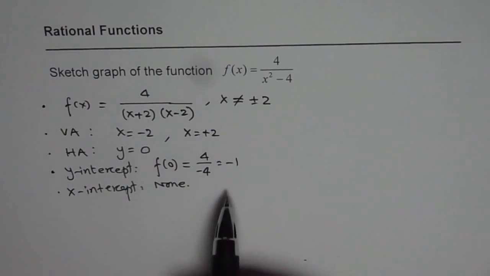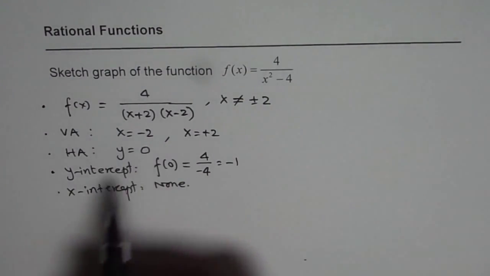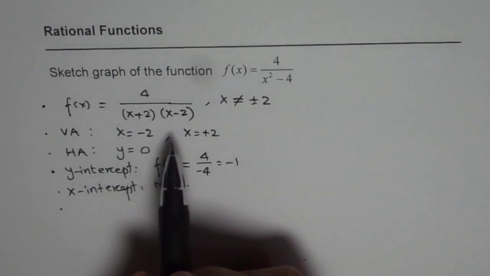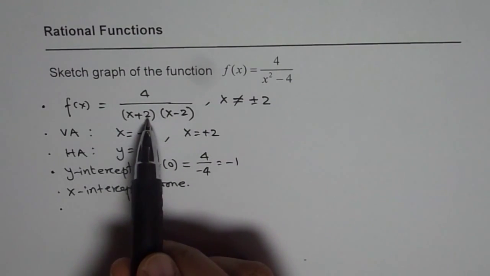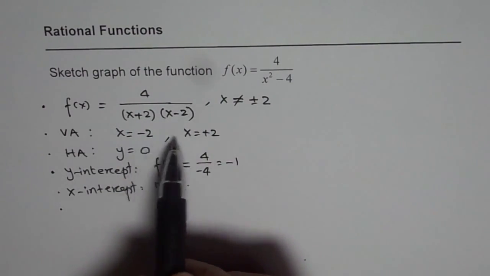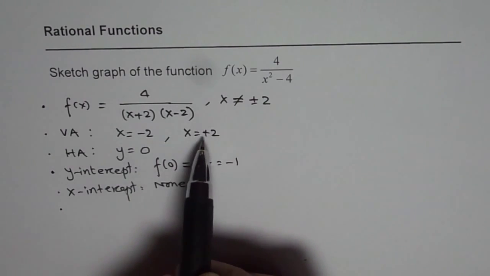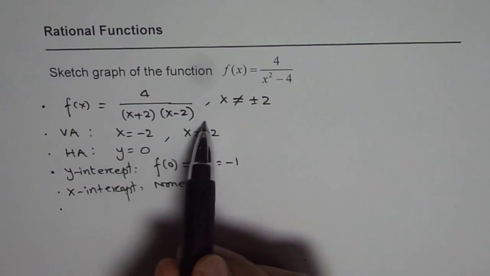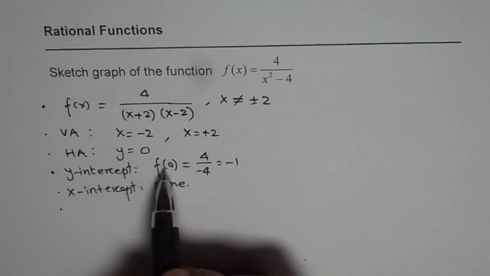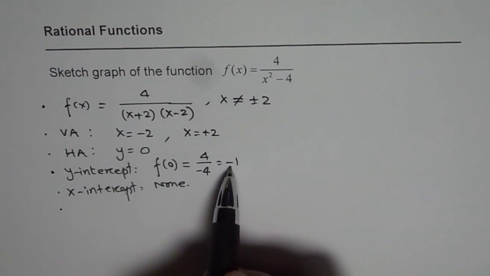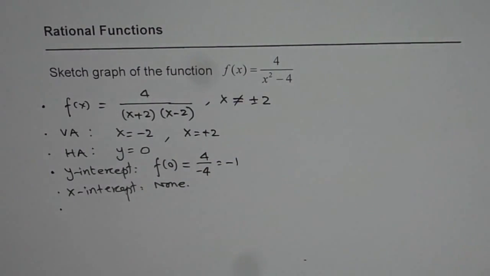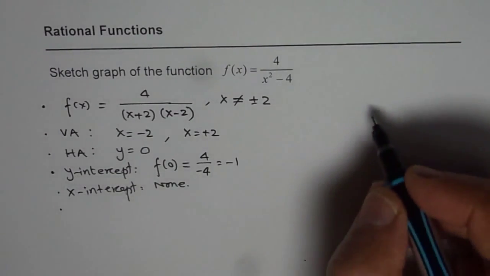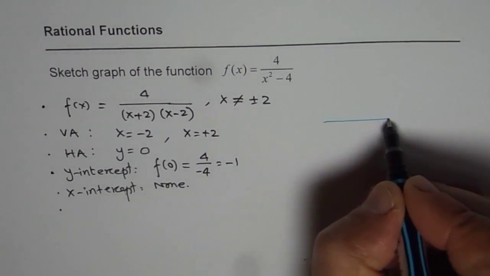Now with this in mind, we can find a few more points. The most important point in this case will be midway between 2 and minus 2. These are two vertical asymptotes. Midway between them is 0, when you add them, 0. So if I write f of 0, which is minus 1, that could be our maximum, right? So that's a good point to look at. Now I think with these parameters, we can actually sketch the graph of the function.